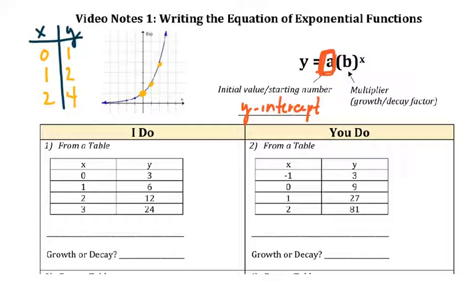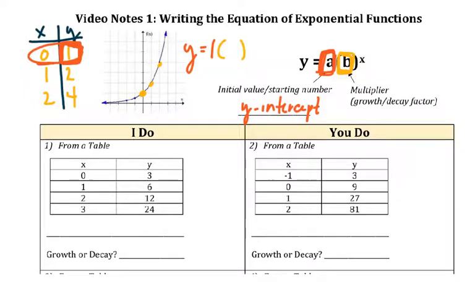Then the only other number that we need is the number inside the parentheses, which is called the multiplier. If it's bigger than 1, it's a growth function. If it's smaller than 1, like a fraction that's less than 1, it would be called a decay function. So that's growth versus decay. When I look at this graph, the y-intercept is always the number behind a 0. So in this one, my initial or starting number would be 1.